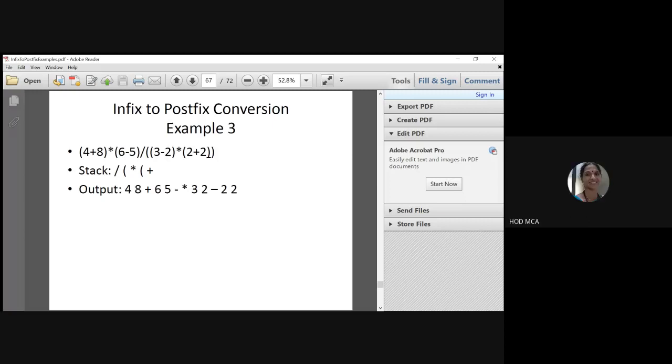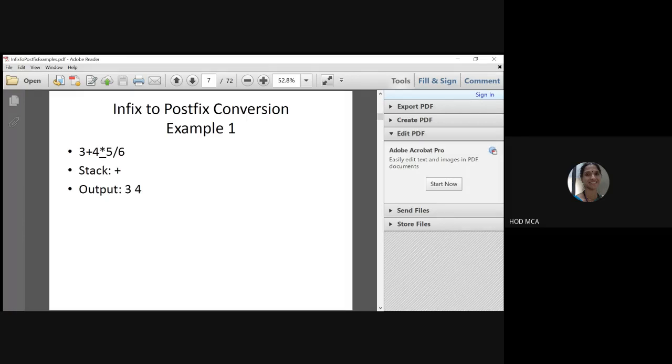First example, if you want, let me go back. This is the first example. Yes, ma'am. So we are starting with 3. 3 will come to output. Next is plus. Plus is the operator. So stack is empty right now. So plus will get into the stack. Then we have 4. 4 will come to the output. Then you have star. Star is an operator. You have to push it onto the stack.